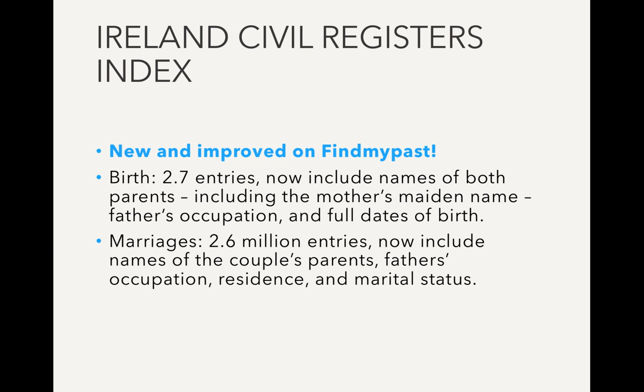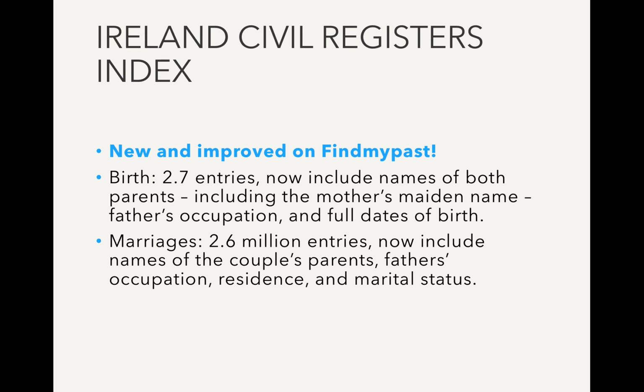Now, this has been online for some time, and it's available in a variety of different places. Find My Past just recently renewed this, if you will, kind of new and improved. The index originally just included basic information in terms of names of the individuals, but now we have added to the index to include the mother's maiden name, the father's occupation, and full dates of birth. So for the birth category, we're up to 2.7 million entries. And for marriages, we're at 2.6 million entries.